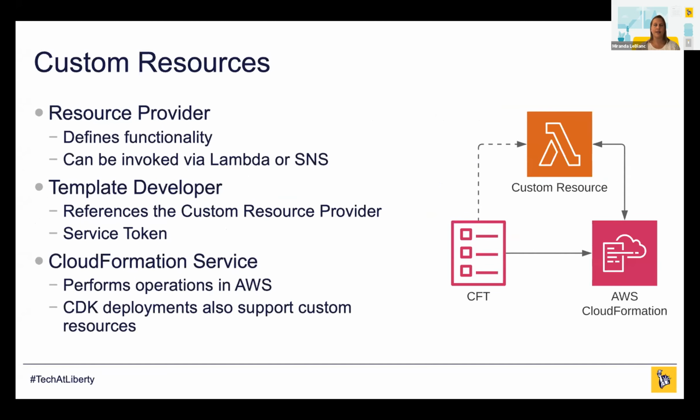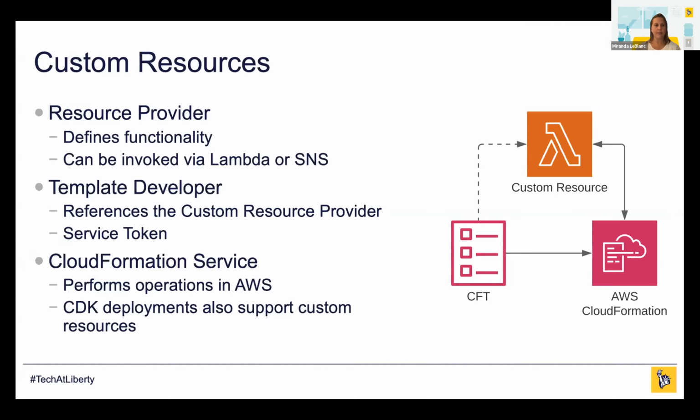A custom resource is made up of three major components. The first is the resource provider. And this is where you're defining that functionality. What happens when you do a create, an update, or a delete? This provider can be invoked either via a Lambda function, or it can be invoked using the Simple Notification Service on a topic. Lambda is great for small one-off use cases, but if you're planning on deploying a whole suite of custom resources, I'd recommend using the SNS implementation because that will make it a more standard approach and make it easier for the engineers across your organization.